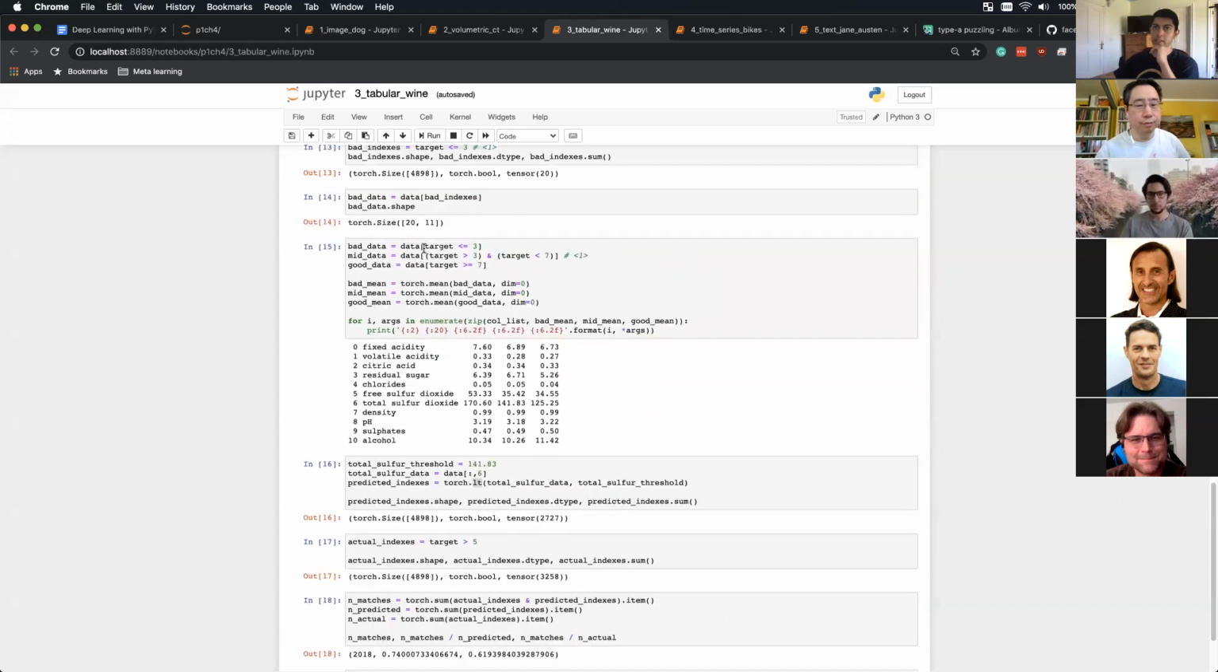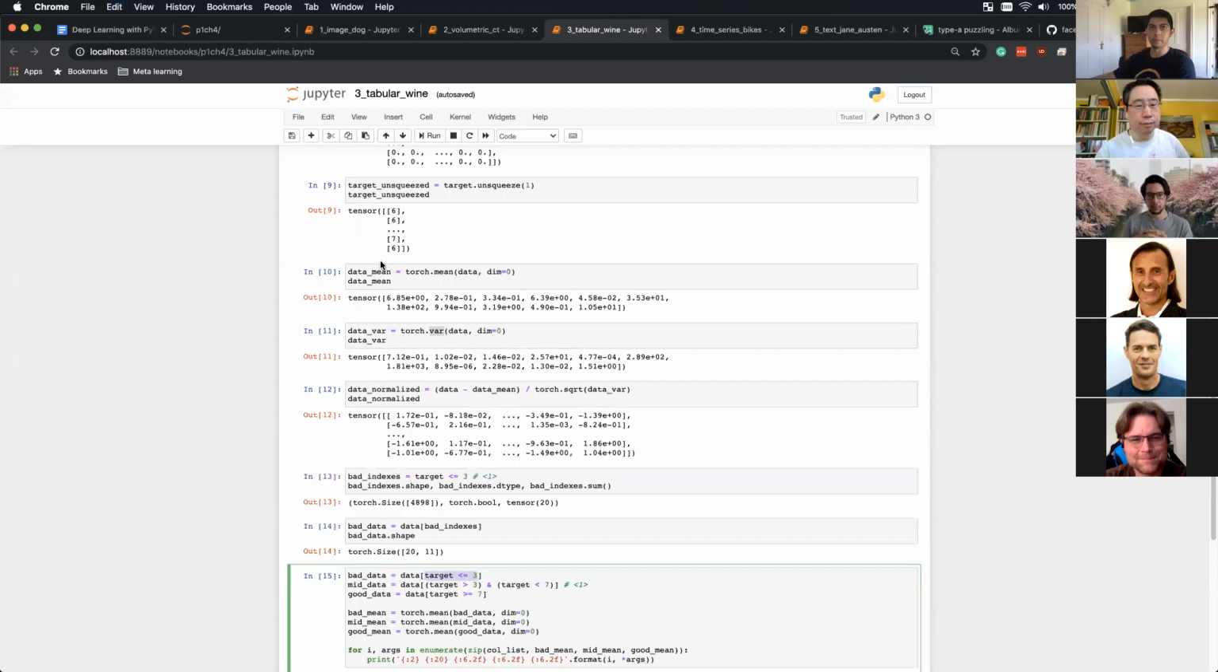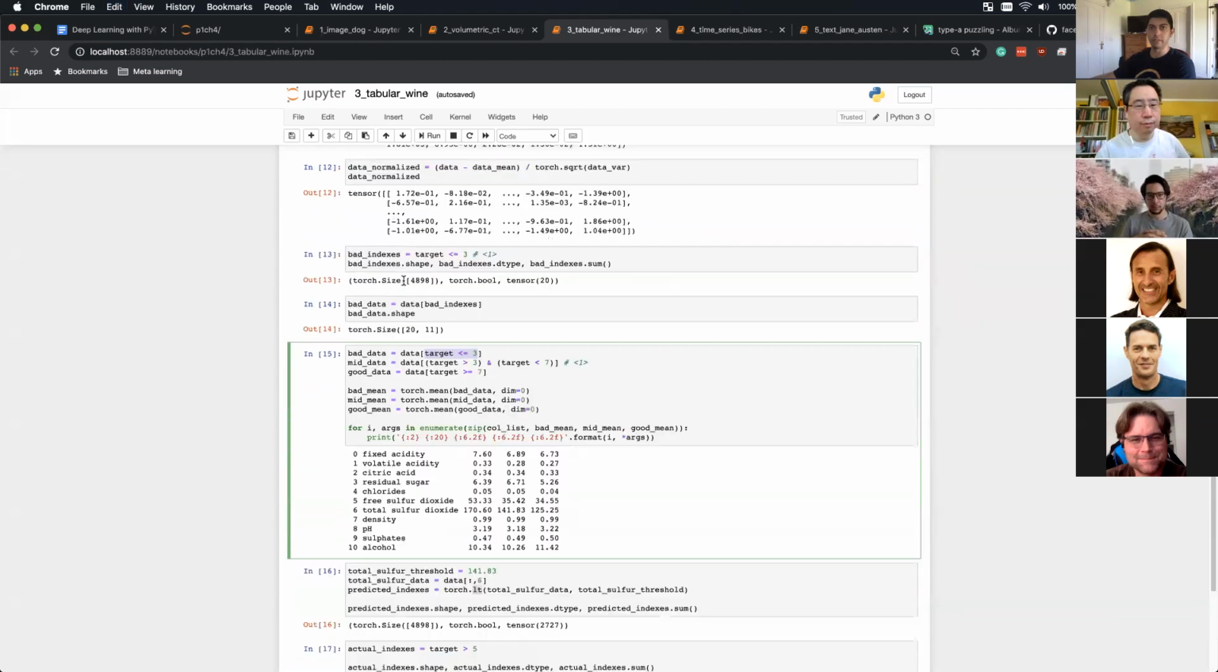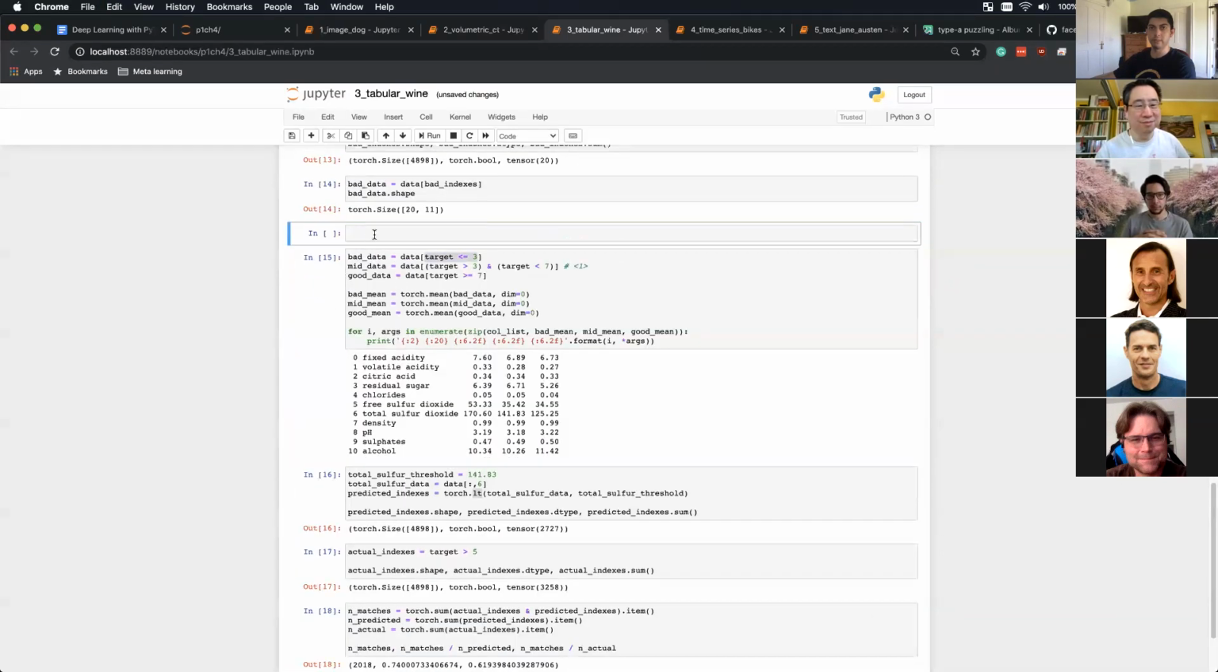And so the key concept here beyond just the wine data is actually we've got this data and we are selecting the rows where the target is less than or equal to 3. And so just understanding what this actually looks like. I don't remember which code I've run. I'm hoping I've run the right stuff.